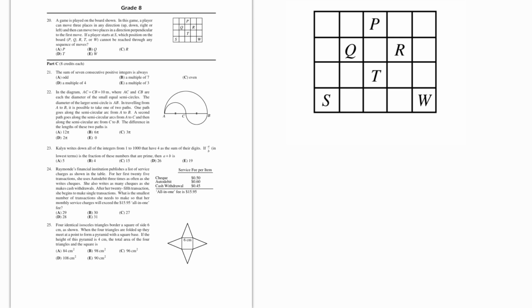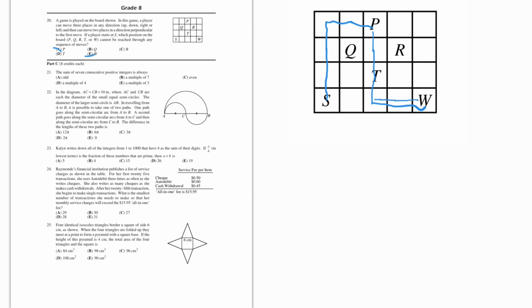Start from the S, we go up 3 positions, 1, 2, 3, and then perpendicular 2 places. We reach the P, so P can be reached. From the P, we go another 3 positions, 1, 2, 3, and then perpendicular to W. W can be reached.